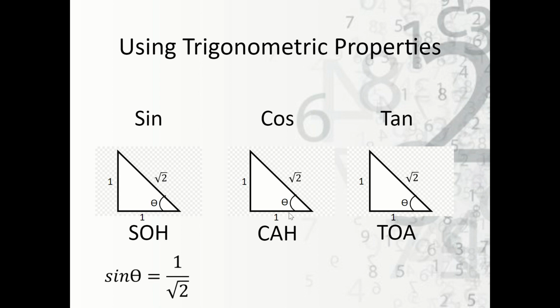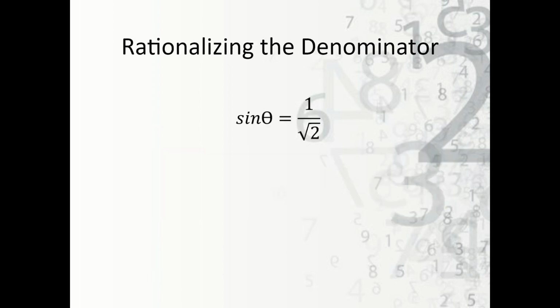Now cosine is adjacent over hypotenuse, so the adjacent is 1. The hypotenuse is square root of 2, so it'll be 1 over square root of 2 as well. And then tangent is opposite over adjacent, so opposite is 1, adjacent is 1, so it'll be 1 over 1. Now the rules of mathematics state that you cannot leave a radical in the denominator. So we cannot leave square root of 2 in the denominator, so we need to rationalize it.